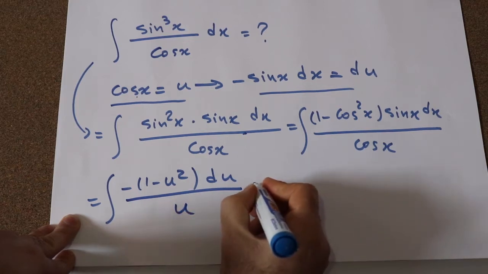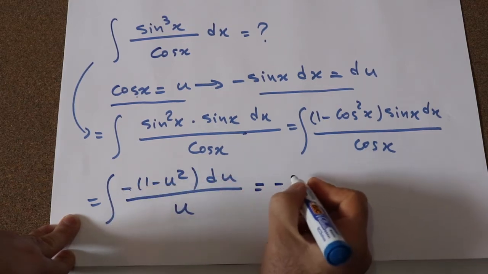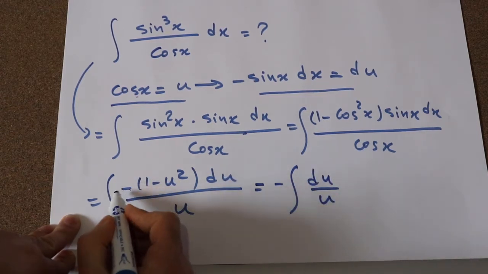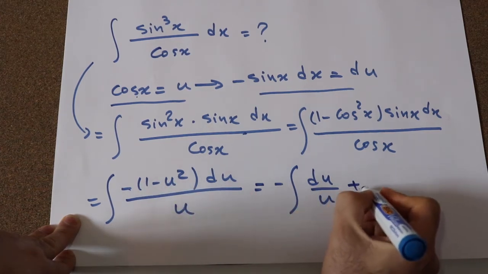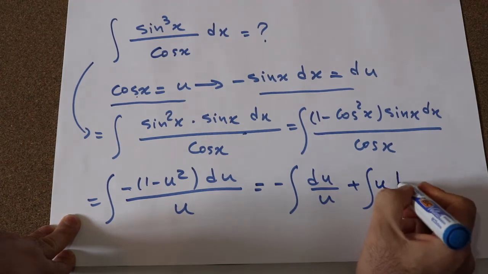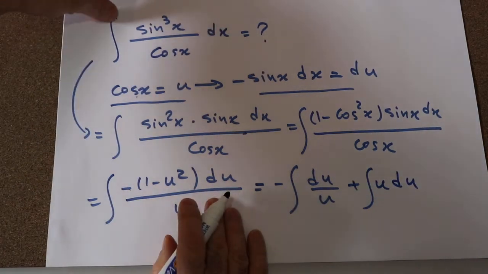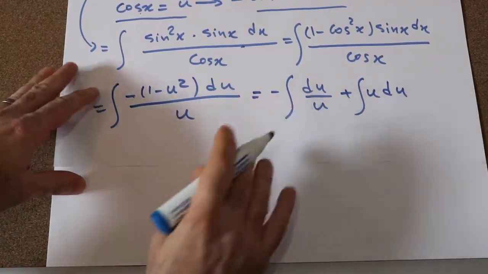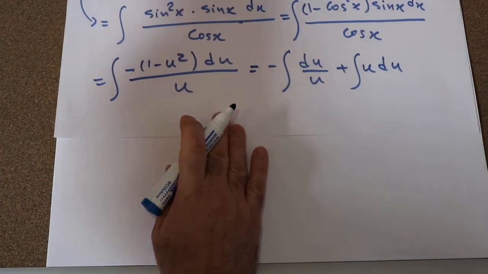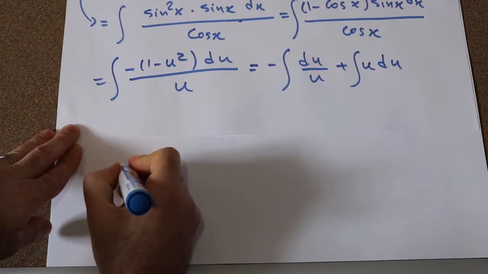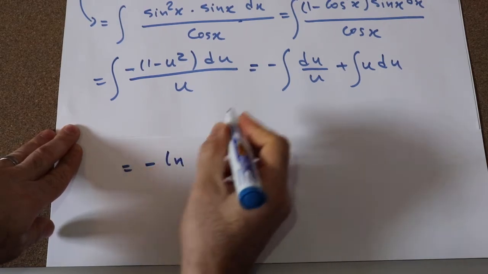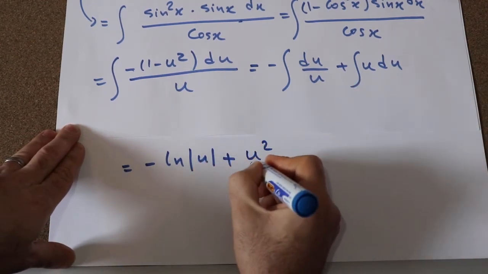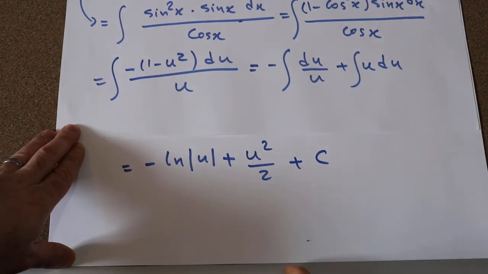Now you can expand this integral. You take minus out of the integral of 1 divided by u times du, that is du over u, minus times minus will be plus the integral of u2 divided by u, which is u du. So this integral will be equal to minus ln u, since the integral of du over u is ln u, plus the integral of u du, which is u2 divided by 2 plus c, the constant of the integral.